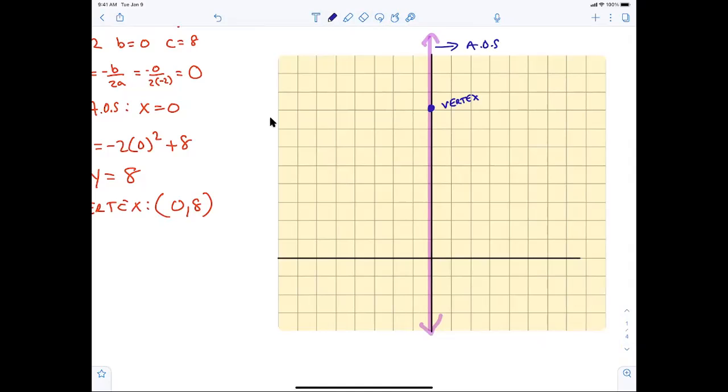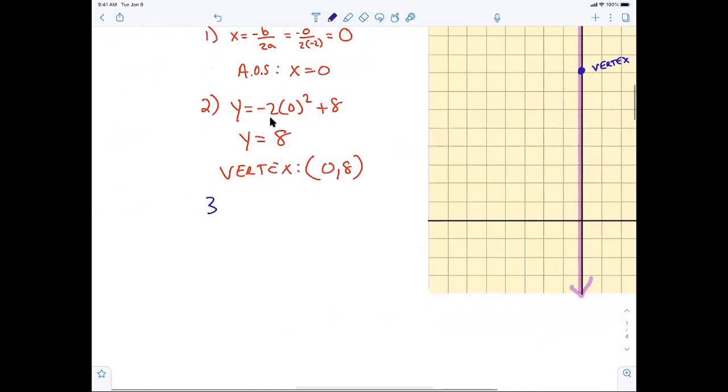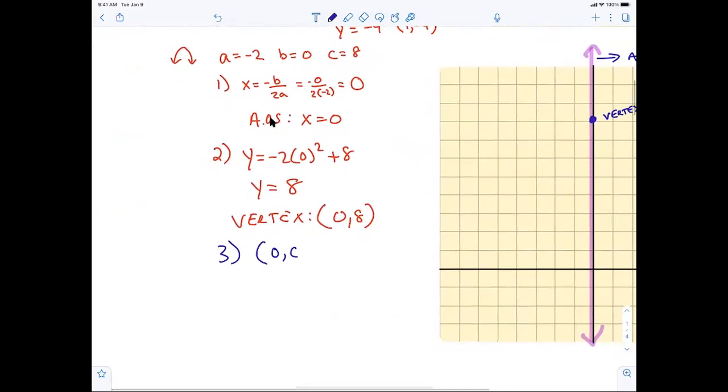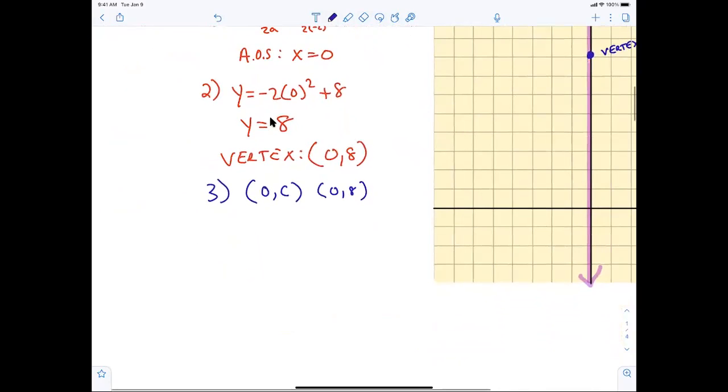All right. Now, step number 3, what is the y-intercept? Remember, the y-intercept, just put 0, comma, c. The y-intercept is always 0, comma, c. So it's the same thing. So we have a slight problem here. Because I have a slight problem, I now just have to pick another point. What's the easiest number to plug in? 1. So now we're going to do y equals -2 times 1 squared plus 8.